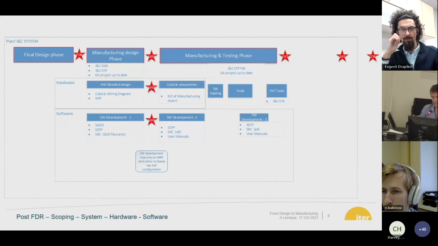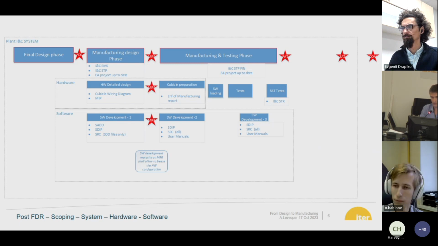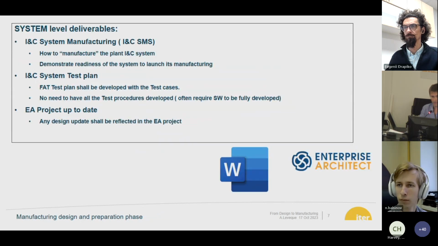So this is, I try to have a very complete scheme, but keep not too much detail so that you understand what is expected at which stage. So I will have a few words on the different deliverables that are expected.